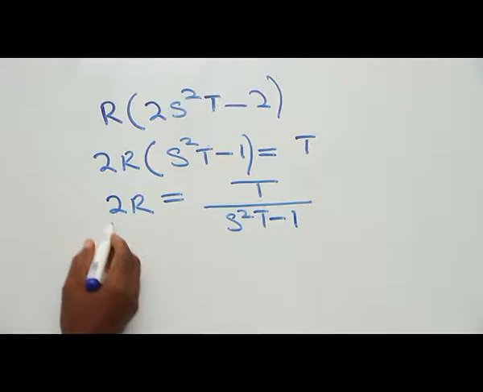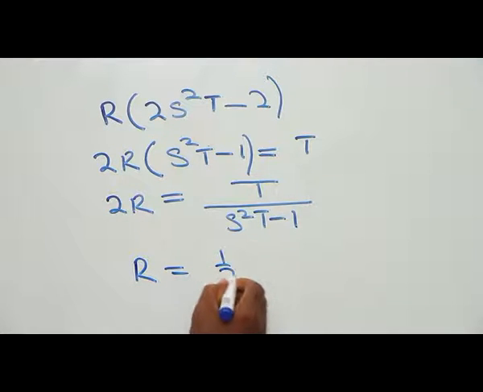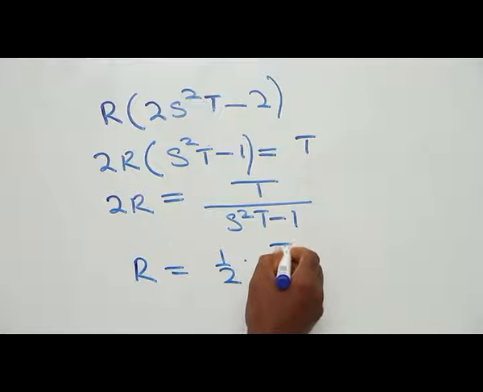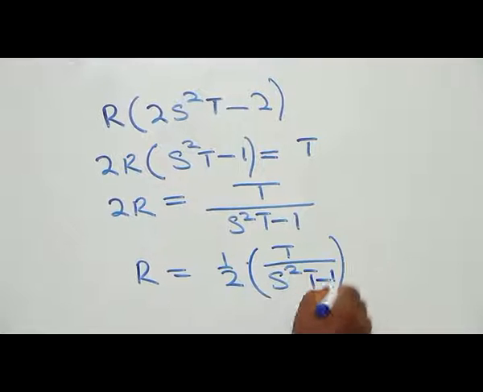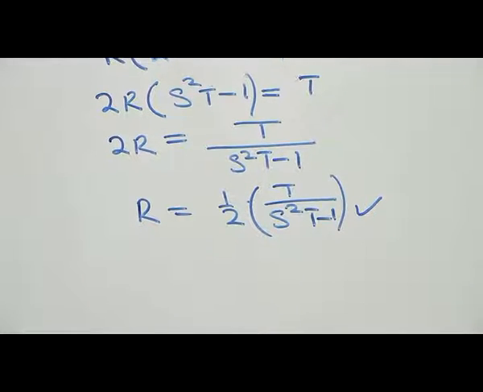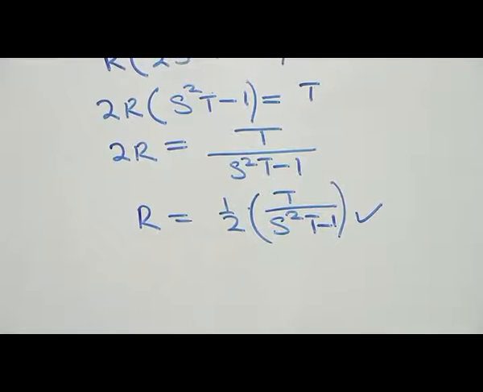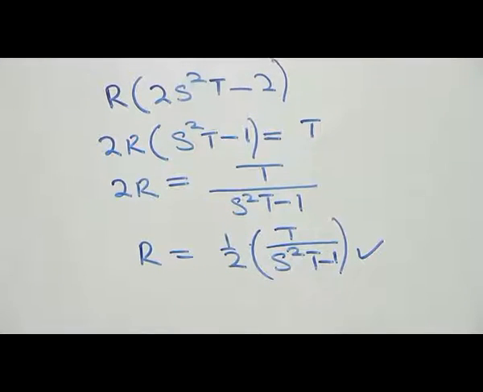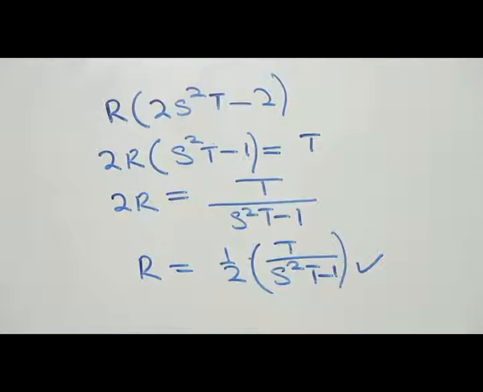Then there is a 2 here, so we divide both sides by 2, multiply by half. We now have R is equal to half times T all over S squared T minus 1. So this becomes the new equation where you have made R the subject of the formula. So your final answer is half of T all over S squared T minus 1.